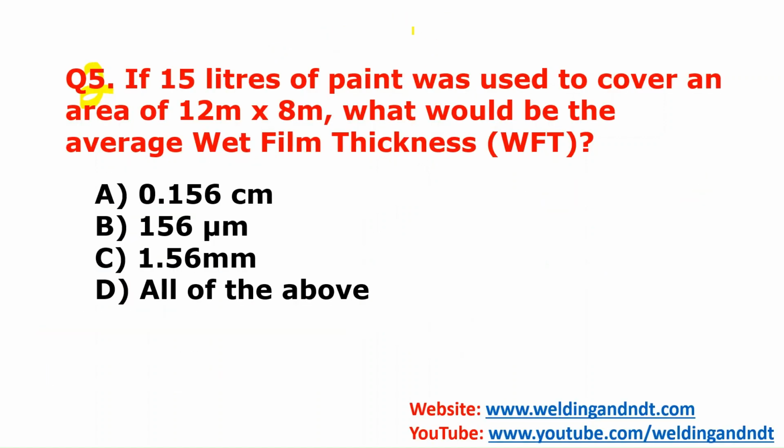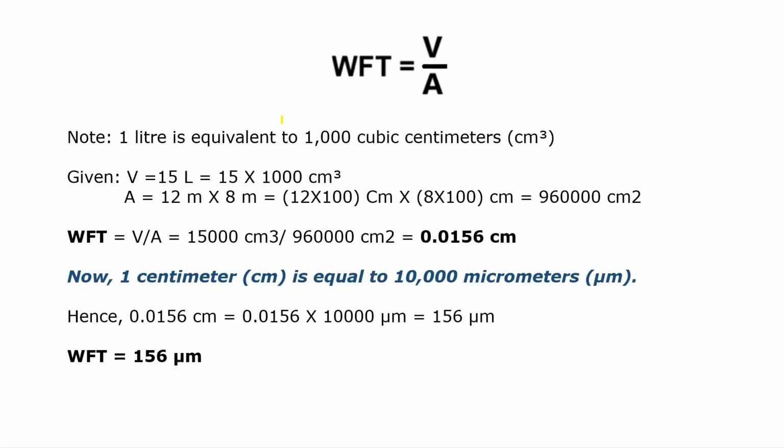In this question also they have mentioned the volume of the paint and the area on which it has to be applied. So simply volume by area will be equal to wet film thickness, and you have to convert the volume as well as the area in centimeters. So volume will be equal to 15 into 1000 centimeter cube, and area will be equal to 12 into 100 into 8 into 100 centimeter, that is 99 lakh 60,000 centimeter square. So we'll divide both and we'll get 0.156 centimeter.